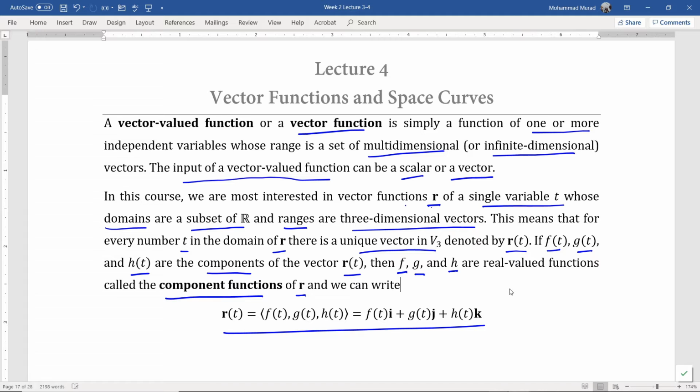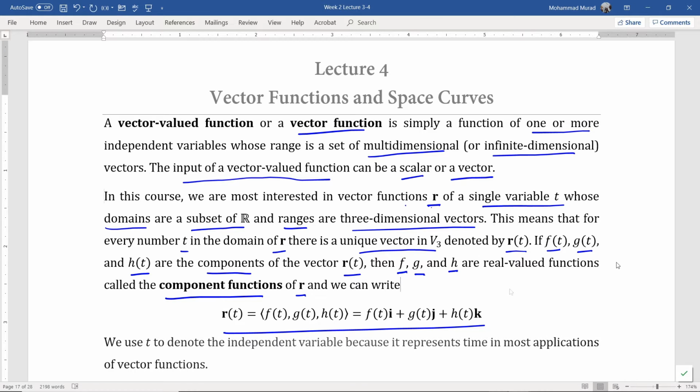The vector function R of t is written as a vector with components f of t, g of t, and h of t, which can also be written by using the standard basis vectors: f of t times i plus g of t times j plus h of t times k. We will use t to denote the independent variable because it represents time in most applications of vector functions.